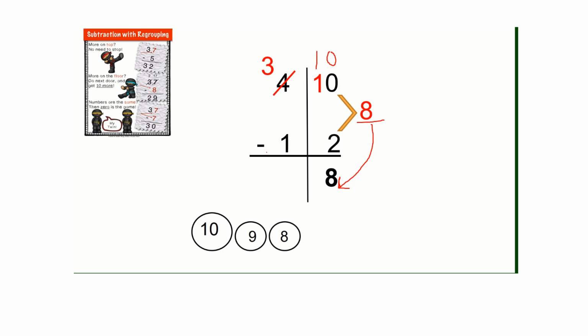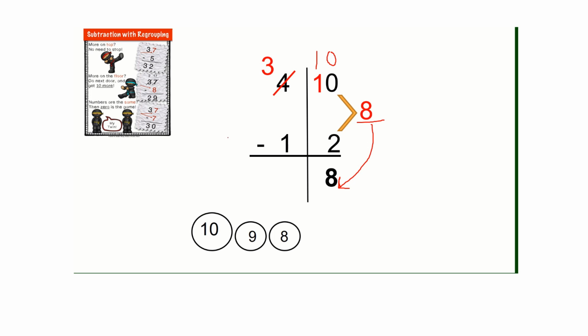And then I got to now solve the tens place. Remember, for this problem, I had to regroup because there was more on the floor. 0 is smaller than 2, and we know that 2 is a bigger number. So I had to go next door and borrow 10 more. So I crossed out the 4, and now it's a 3. So that means I need to subtract 3 and 1. Not 4 and 1. I got to subtract 3 and 1.